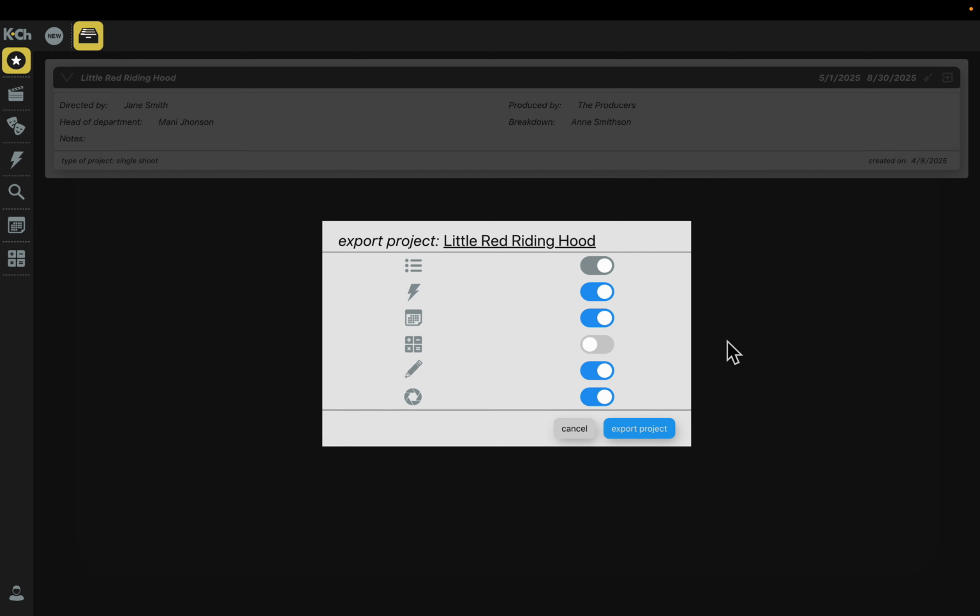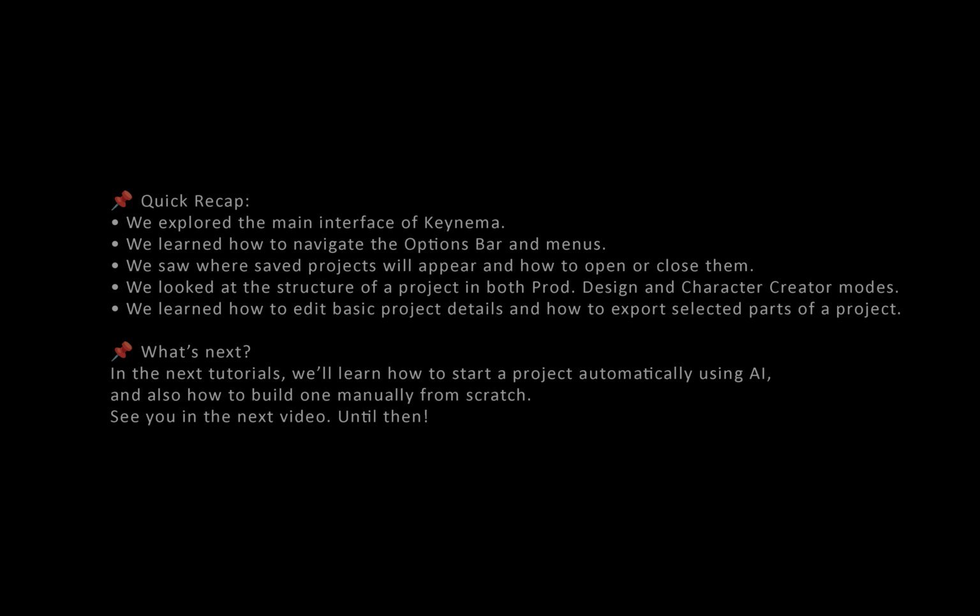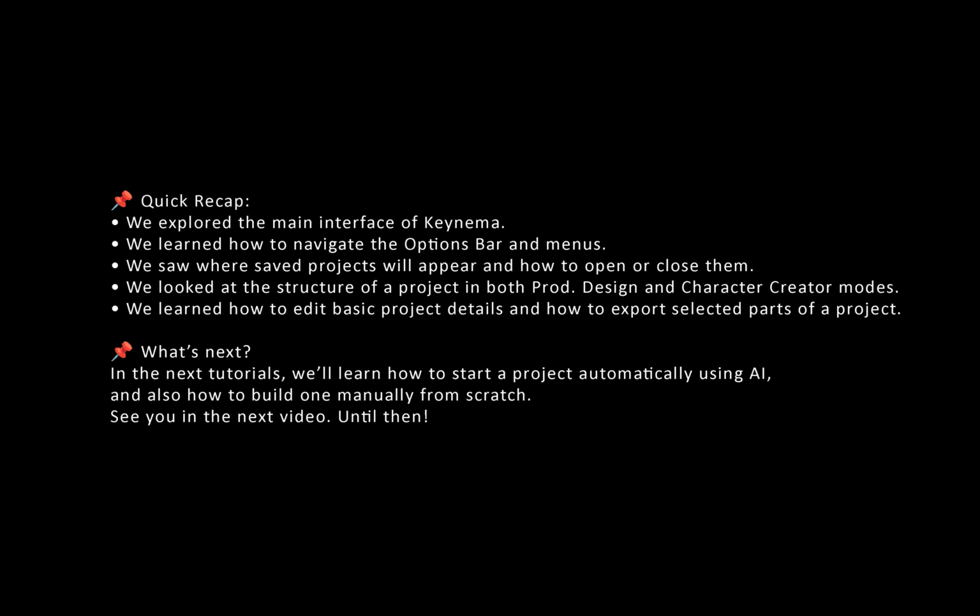And that's it for this tutorial. We explored the main interface of Keynema. We learned how to navigate the options bar and menus. We saw where saved projects will appear and how to open or close them. We looked at the project structure in both production design and character creator modes. And we learned how to edit basic project info and export selected sections when needed.